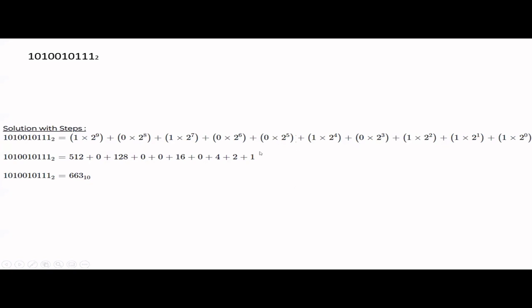2 to the power 2 is 4. This one 0, don't worry. This one, 2 to the power 4 is 16. This is 0, this is 0, right? And 2 to the power 7 is 128. This one is 0, don't worry. Don't calculate 2 to the power 8 and then into 0, because 0 into anything is 0. Then 2 to the power 9 is 512. You add everything and you will get the answer, 663.